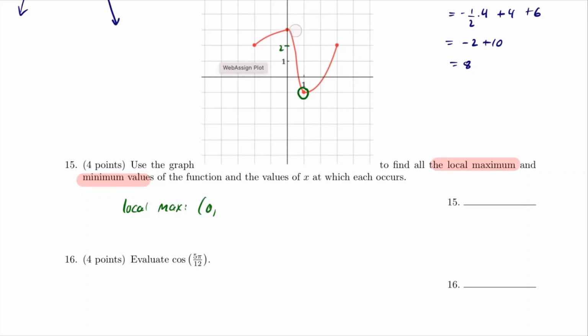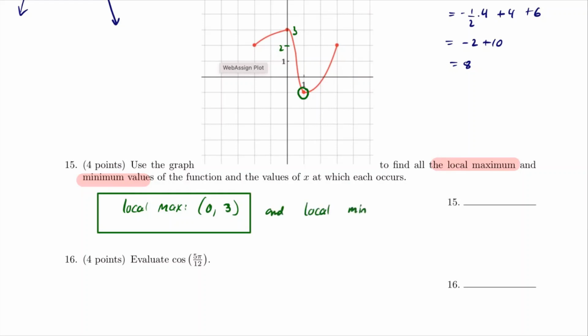So this point, most likely this is 3. So 0, 3. So it occurs at 0, the value is 3. And local minimum value is this one right here. So that occurs at 1, and the value is negative 1. So we have 1, negative 1. So that will be the local minimum value.